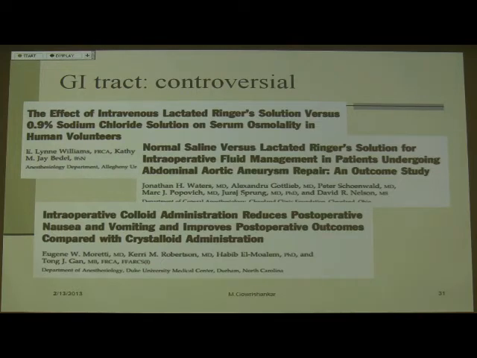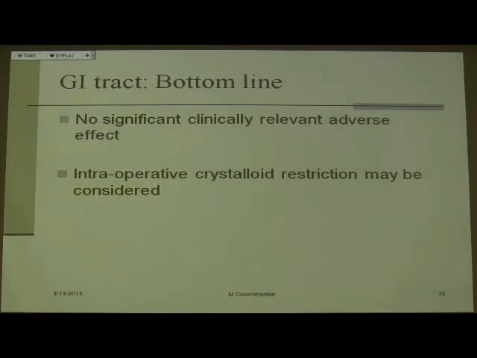And there seems to be a lot of association drawn, but I'm a mechanistic person, and if I don't see a reason for these things, then I'm looking at it saying, why? Is it the chloride, is it the sodium, or is it the so-called acidosis or the hydrogen production according to the Stewart theory? So GI tract, bottom line is there is no significant clinically relevant adverse effect in adult studies. Intraoperative crystalloid restriction may be considered based on the last study that I showed you, so that if a patient requires large volumes of IV fluid, you might not want to give them all as crystalloid. You might want to give some of them as colloid.